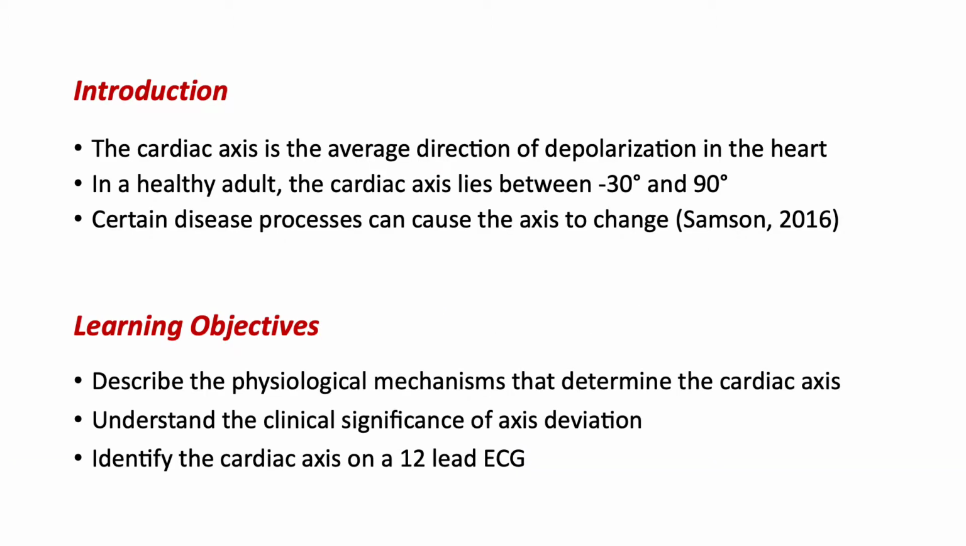Alright, so what is the cardiac axis? Well, there are a few different definitions out there, most of which are too mathematical for my own liking, but basically, you can think of the cardiac axis as the average direction of depolarization in the heart. So, if you were able to take all of the depolarization vectors across the entire myocardium and figure out the mean direction that they were going in, well, your result would be the cardiac axis. So in a healthy adult, the cardiac axis is said to lie between -30 and 90 degrees, and that's going to make a lot more sense when I talk you through the physiology.